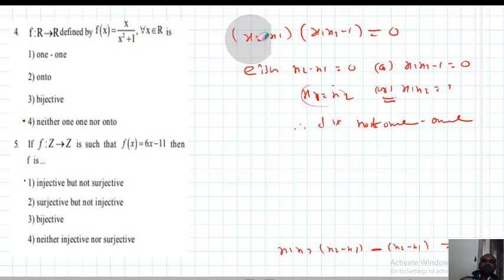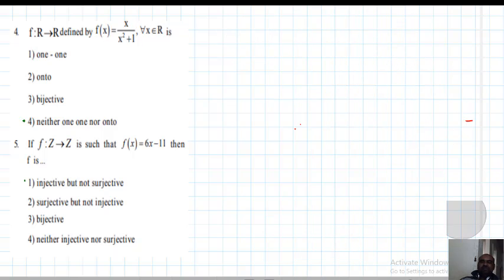Now checking for onto. For checking onto, here the domain is R and the codomain is R. We want to find the range. If the range is also R, then I can say it is an onto function. Finding domains and ranges is very difficult. Just listen, all of you, to how I am finding the range. f of x equal to x by x square plus 1 is given, so let y equal to x by x square plus 1.